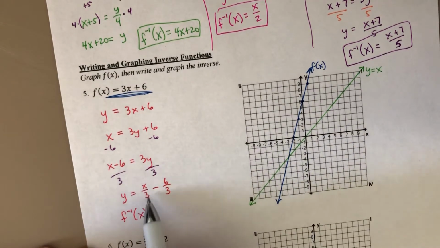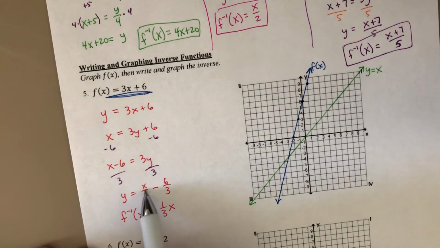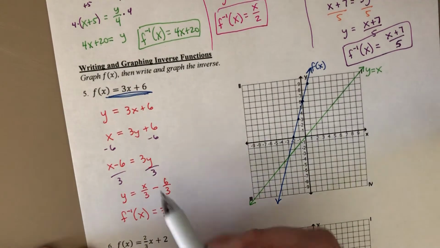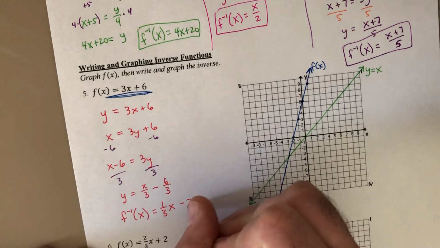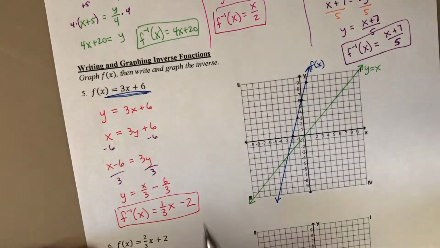And then I'm going to rewrite this x over 3. That's the same as 1/3 times x. Same thing. X over 3 is the same as 1/3 times x. 6 over 3 is 2. Right, so here is our inverse, and let's go ahead and graph it again.